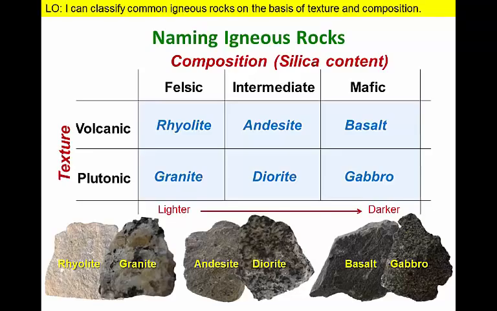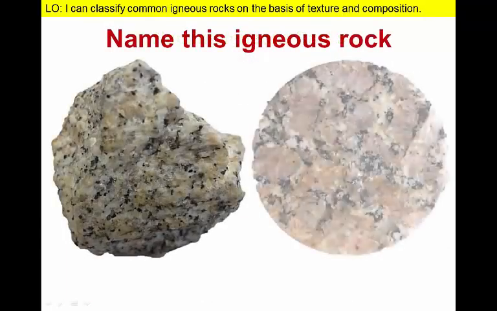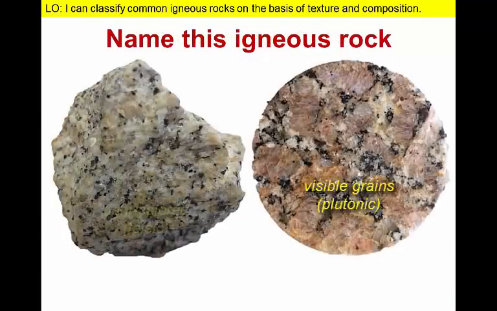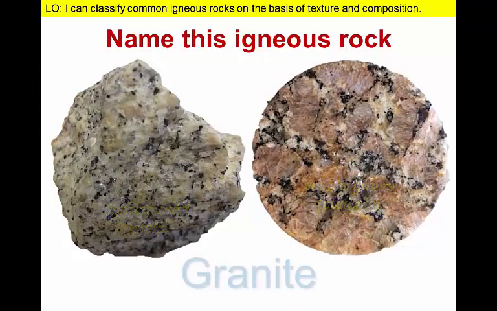Now, let's see if you can apply this newfound knowledge to identify some igneous rock samples. We see visible light-colored grains, so this must be a plutonic felsic igneous rock, and that would be granite. You are on your own now for the rest. Good luck.